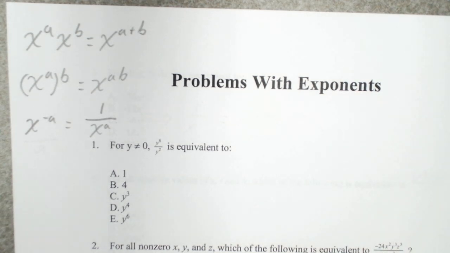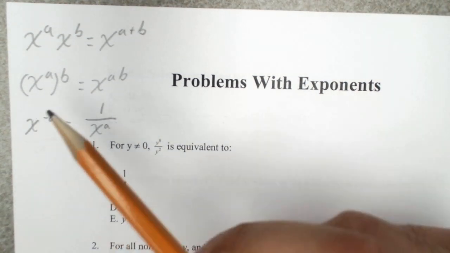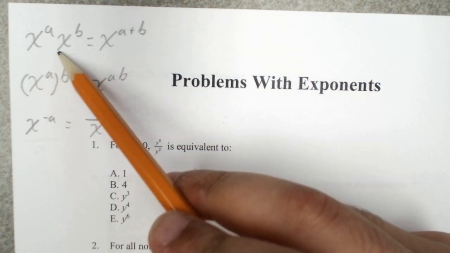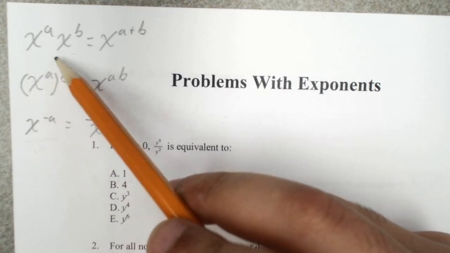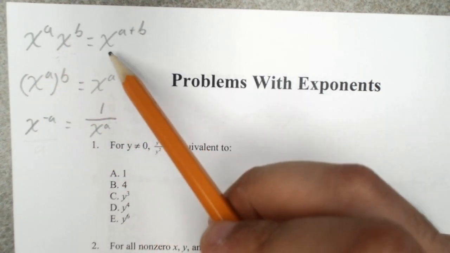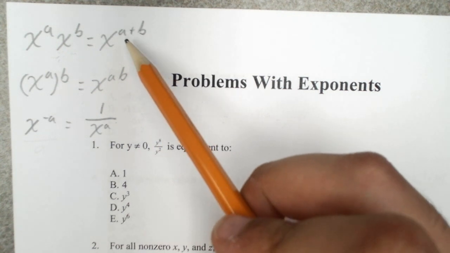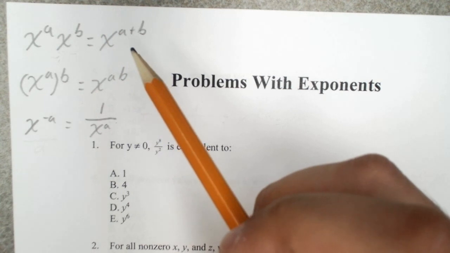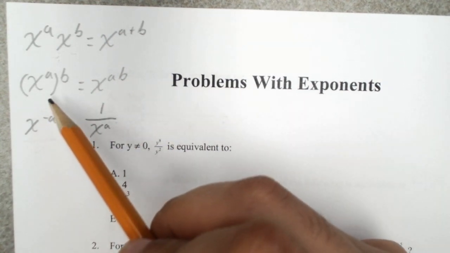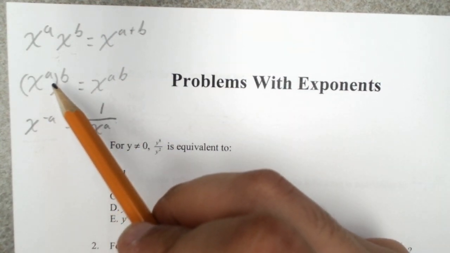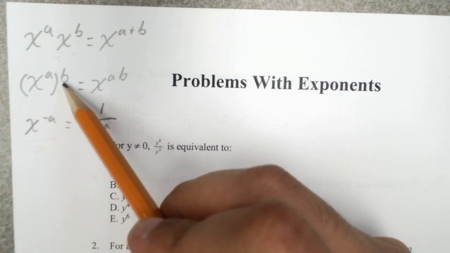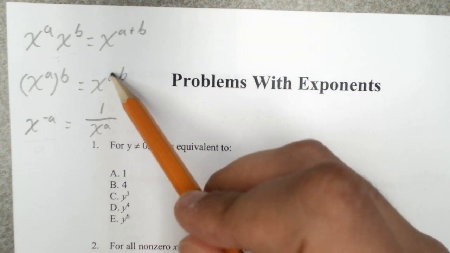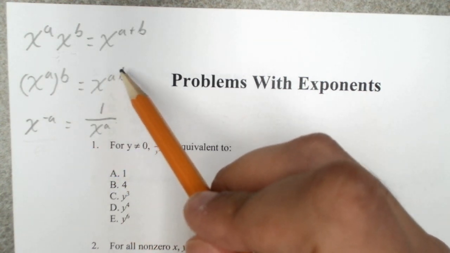Alright guys, we're going to be doing some problems with exponents. Before we get into it, just a few exponent rules that are going to come in handy for us. When we're multiplying two terms with the same base but different exponents, we can combine those into one term where the new exponent is the sum of the first two. Second rule, whenever we're taking a term with an exponent and raising it to another exponent, then the new term is going to have the product of those exponents as the new exponent.